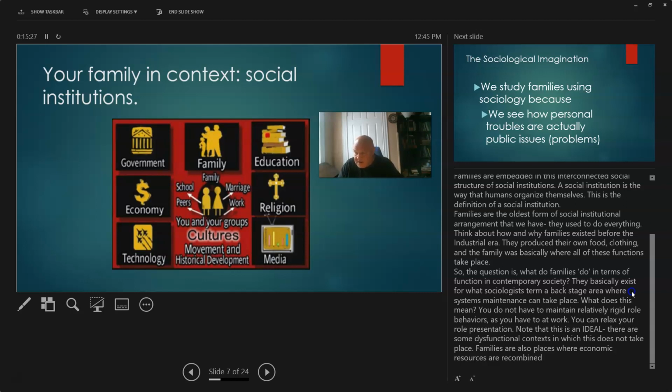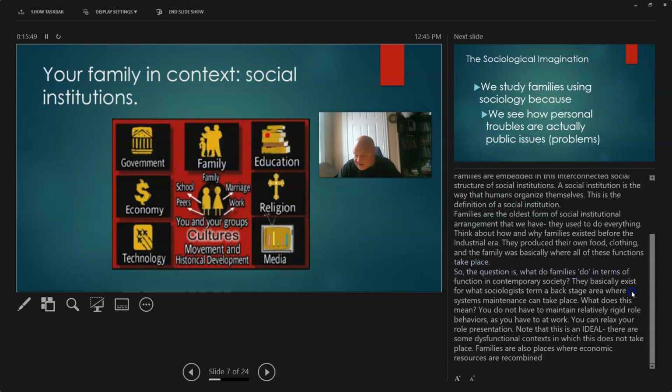Basically, systems maintenance takes place on a micro level. What does this mean? You don't have to maintain relatively rigid role behaviors as you have at work. And this can be for better or worse. You can relax your role presentation. Note that this isn't ideal.